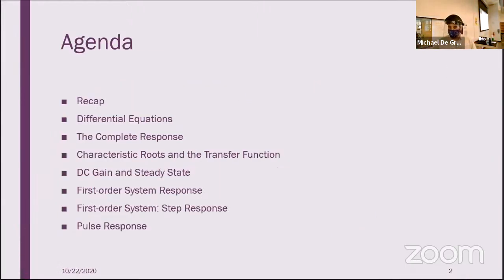All right. So again, we have what seems to be a laundry list of things to cover today. Not all these are super long. But what we're going to do is recap last class about block diagrams. So we're going to start off with that. Then we're going to transition into differential equations.